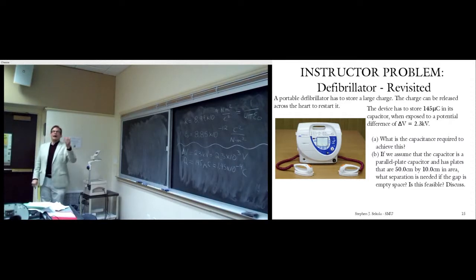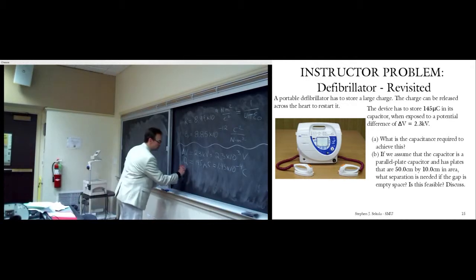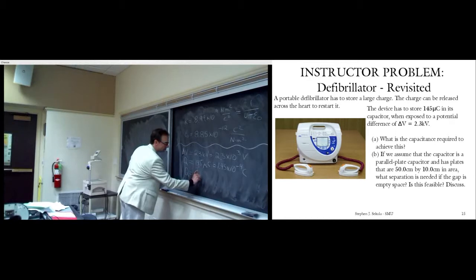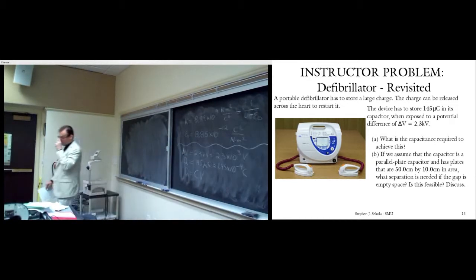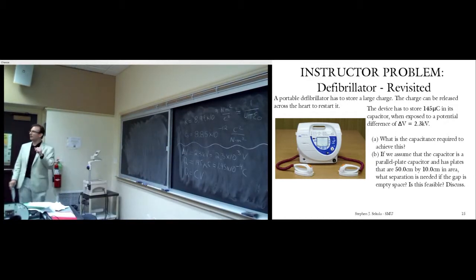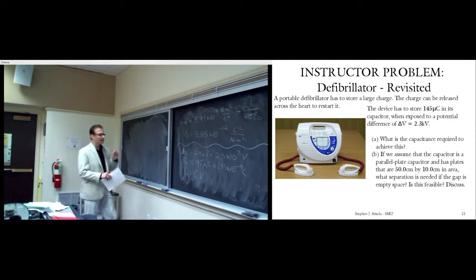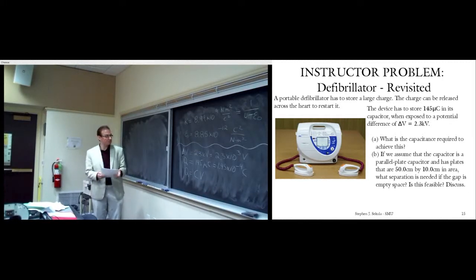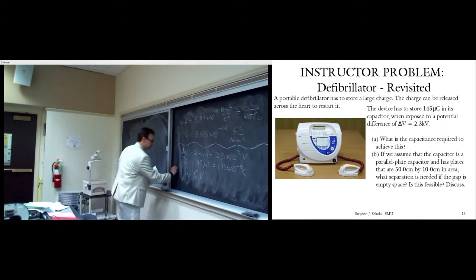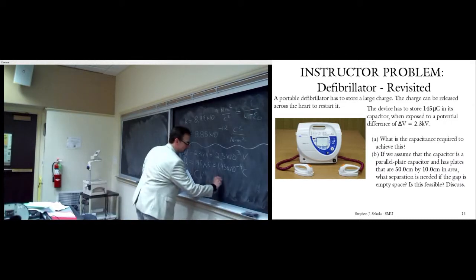All right, part A. What's the capacitance required to achieve this? Well, what do I know? I know delta V, I know Q. And I know for a capacitor that these are related to each other by a constant of proportionality: Q equals C delta V. C is that constant, and it is the capacitance of this device. That's what I want to solve for. So it's a simple algebraic exercise to answer part A. All I have to do is rewrite this as C equals Q divided by delta V.